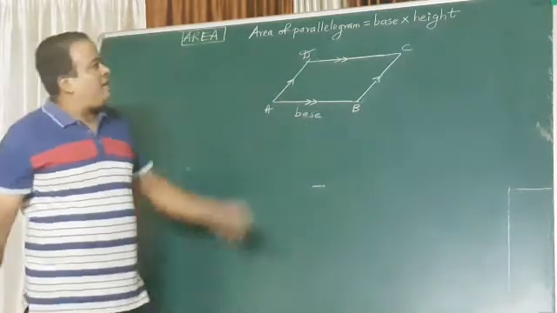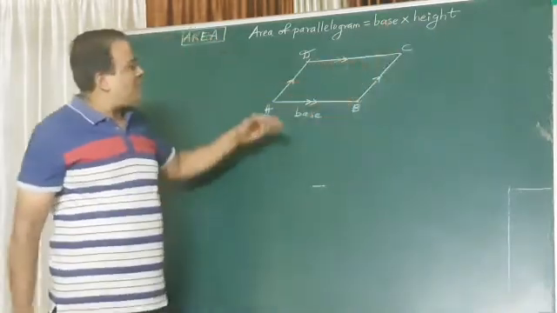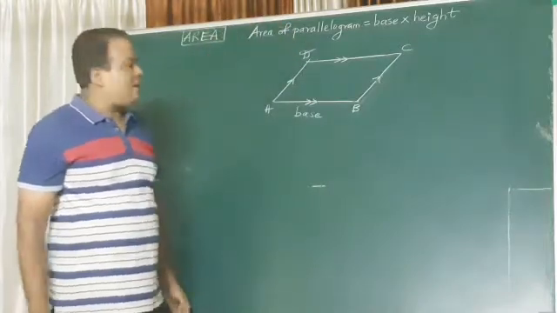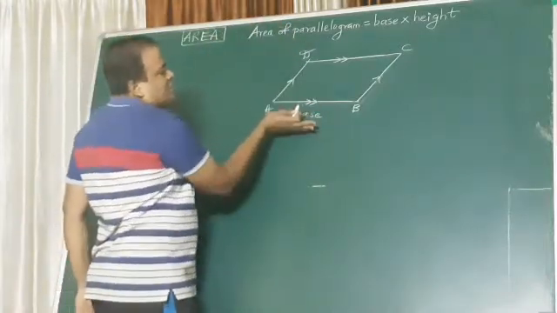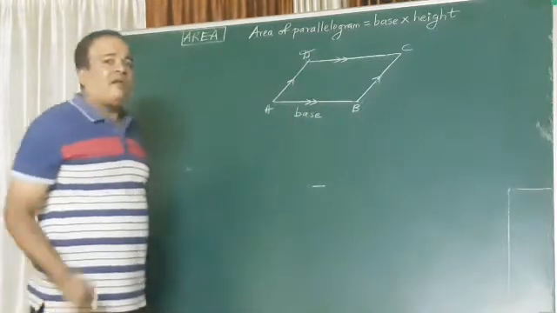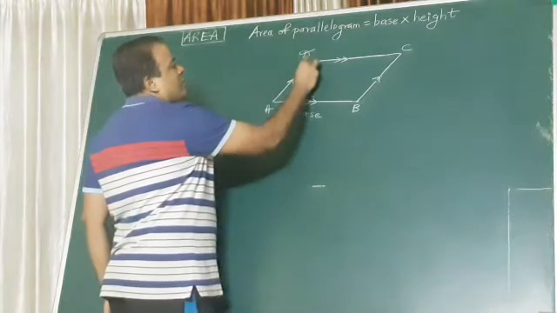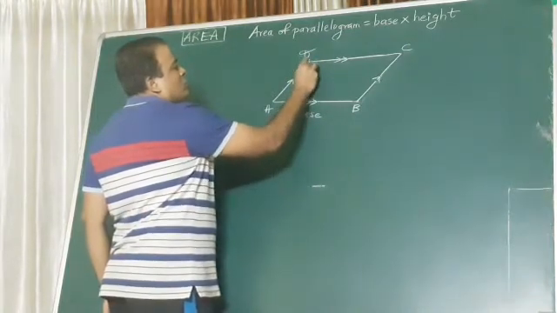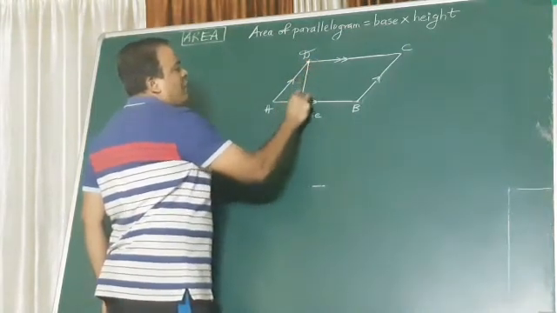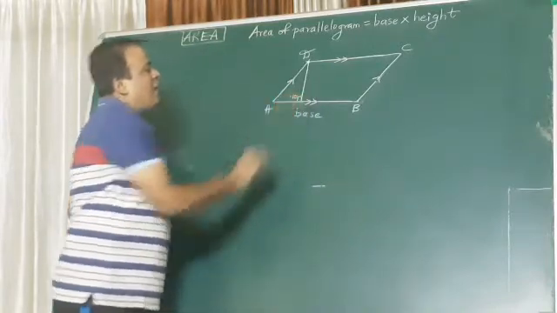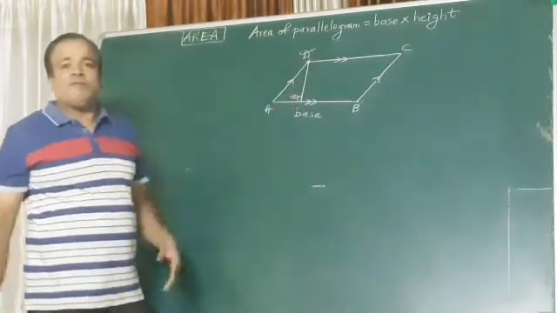So if AB is the base, what is the height then? Height is something which is drawn perpendicular from the opposite side's vertex. So opposite to this side, which is the vertex? Vertex means a point, a corner. So there is only one corner here. So when I draw a perpendicular like this, perpendicular means a line making 90 degrees with the base.